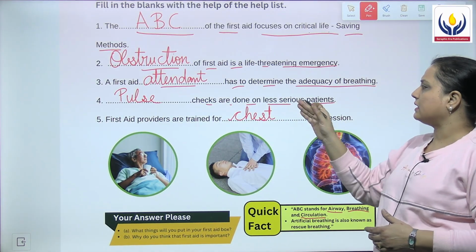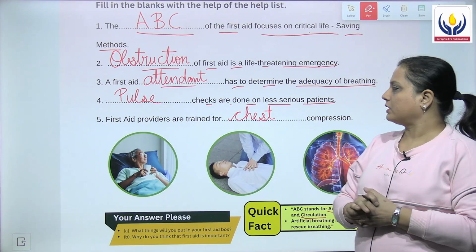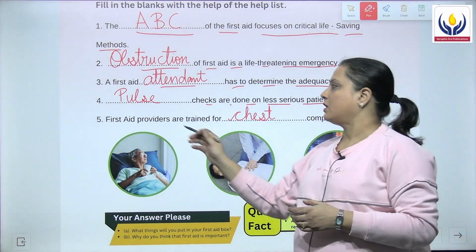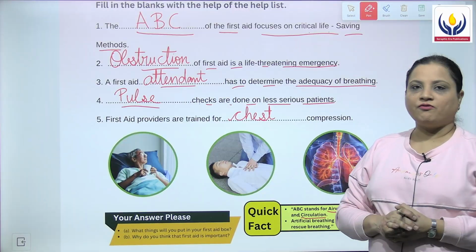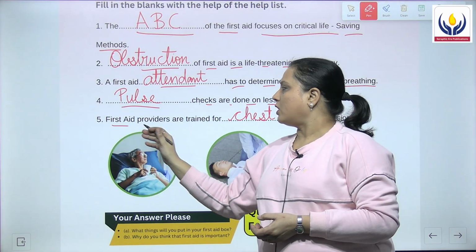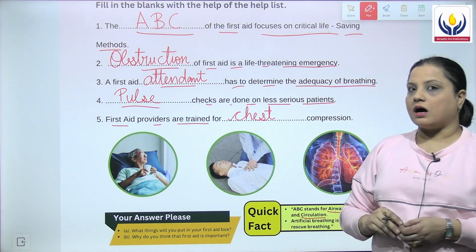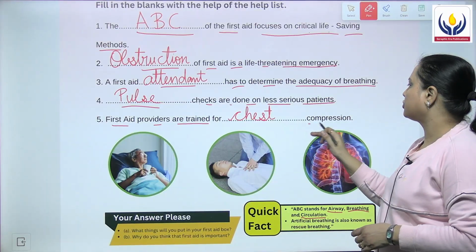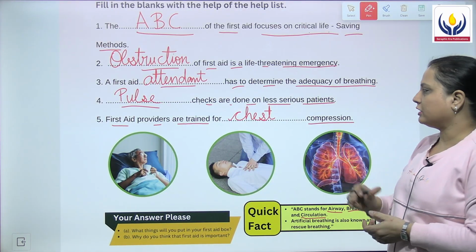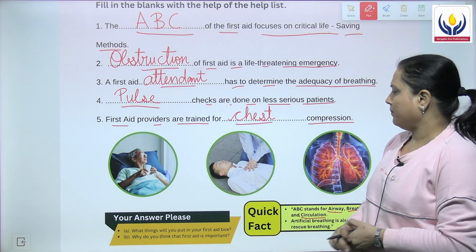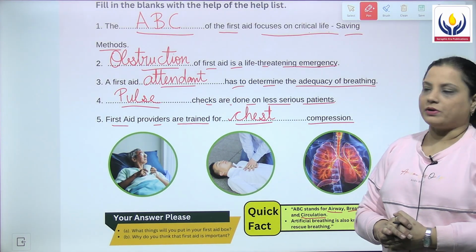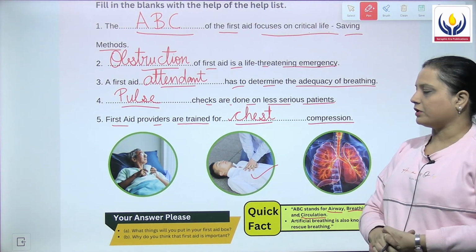What is done on patients who are less serious? Pulse checks. Pulse checks are done on them. The next is the fifth one, that is first aid providers are trained for dash compression. For what compression? For the chest compression. Okay? This is the chest compression. This is the image of the chest compression.